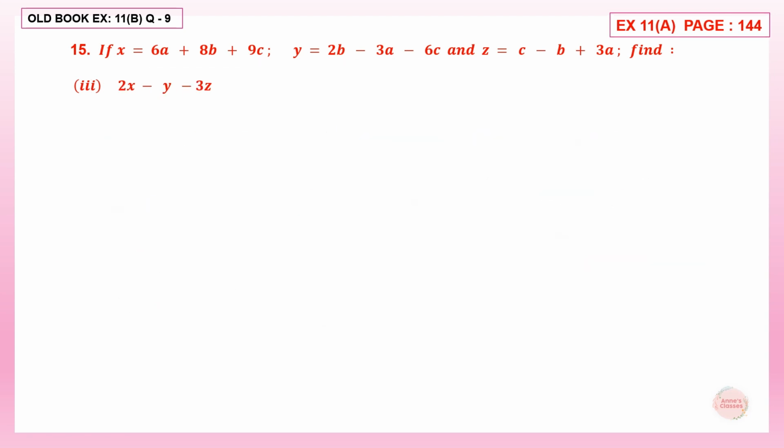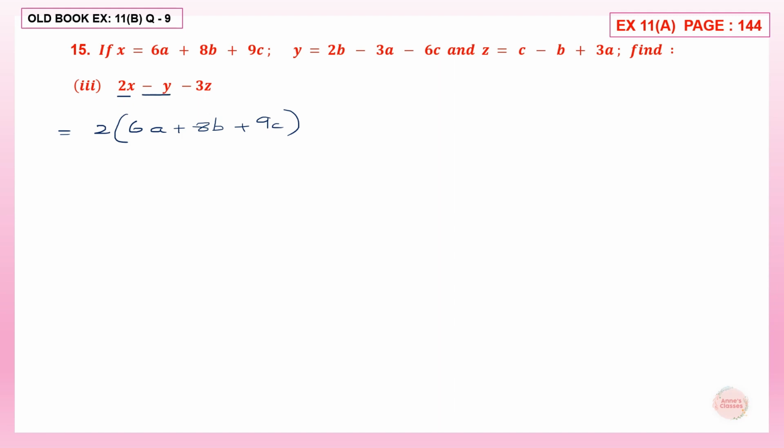Again, question 9, third one. This time we have 2x minus y minus 3z. 2x means 2 into x. So let's write that. So that will be 2 into x. X is 6a plus 8b plus 9c. Now I've not put a sign before the bracket. When there is no sign, it is understood that it is multiplication. Okay, so we wrote 2x. We finished with 2x.